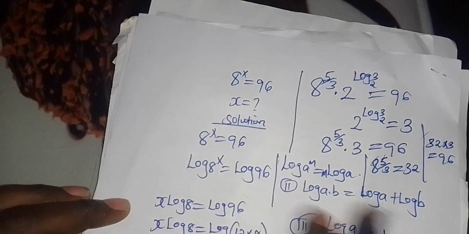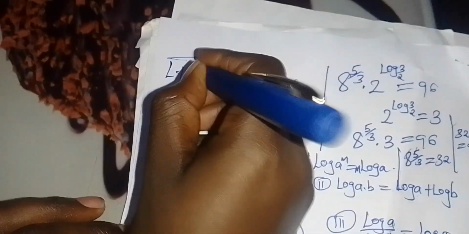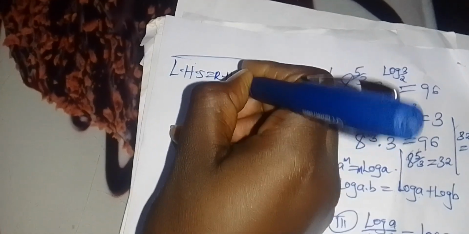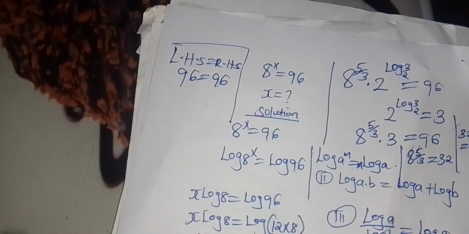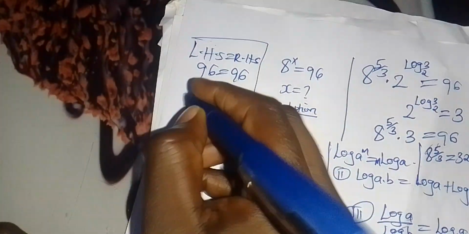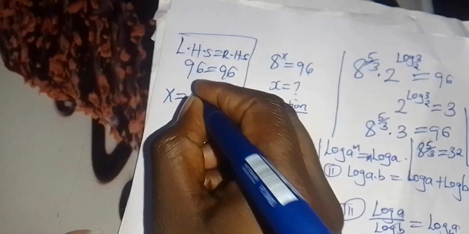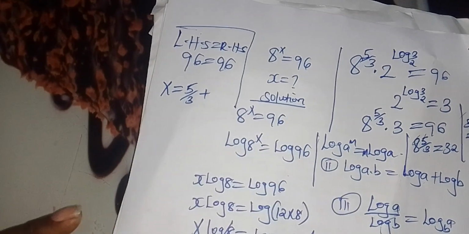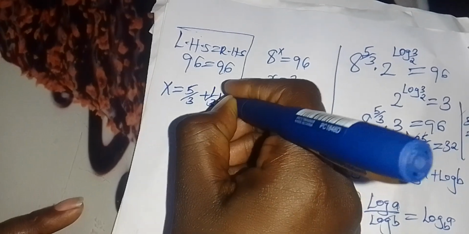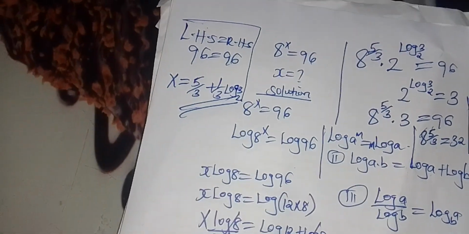Therefore it's true that the left hand side is equal to the right hand side. So that means that 96 is equal to 96, and that affirms that the value of x is equal to 5 over 3 plus a third log 3 to base 2, and you have proved that, and that's the answer.